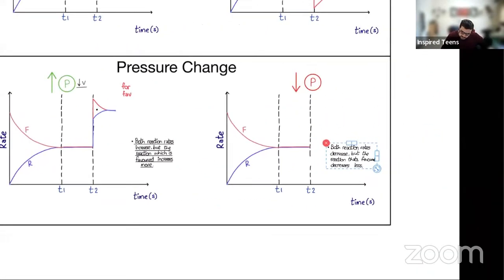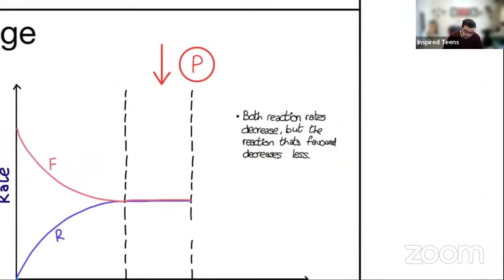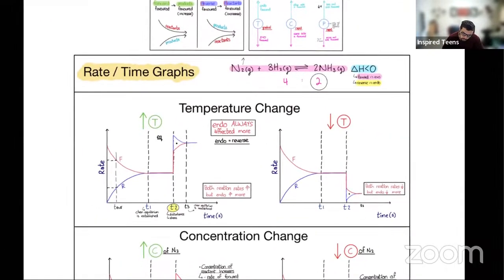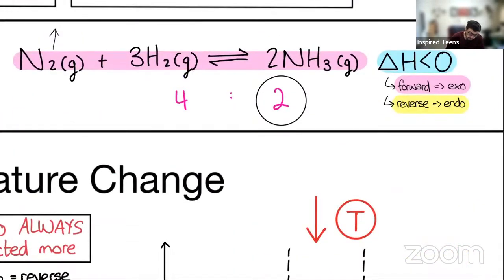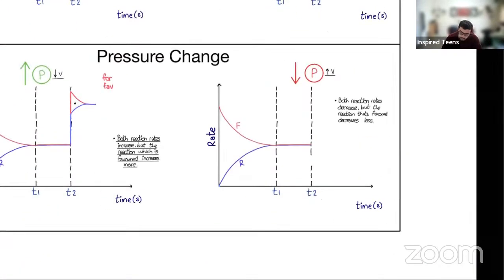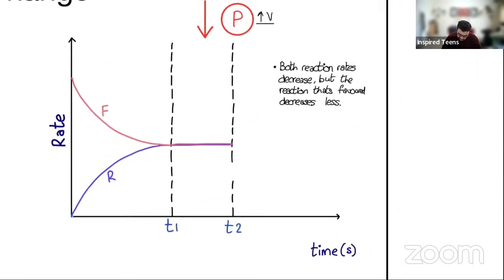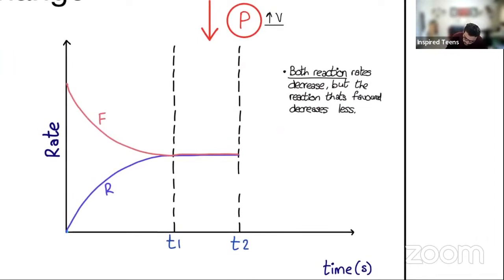Then we can have a look at a pressure decrease. A decrease in pressure by an increase in volume, don't forget that, according to Le Chatelier's principle, would favor the more mole side. So it's going to have to favor the reactant side, and the reactant side is favoring the reverse. So both reaction rates decrease. Look at this one carefully. Both reaction rates decrease, but the reaction rate that's favored decreases less.